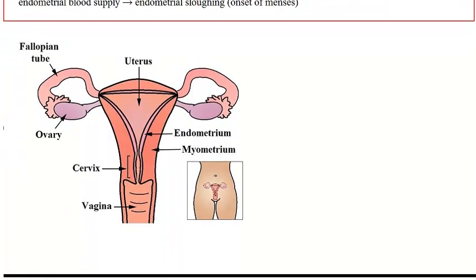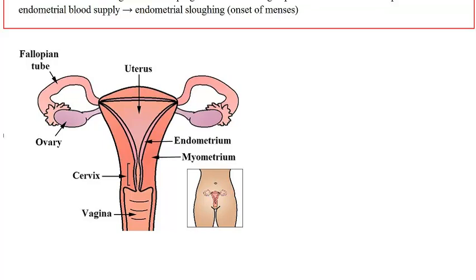So now that was regarding the mechanism of releasing the egg. Now what happens when the egg is released? So the egg is conveyed to the uterus via the fallopian tubes. So the ovary releases the egg, which via the fallopian tube reaches the uterus. Now what is the uterus? So the uterus is actually a muscular organ that receives and protects the embryo.